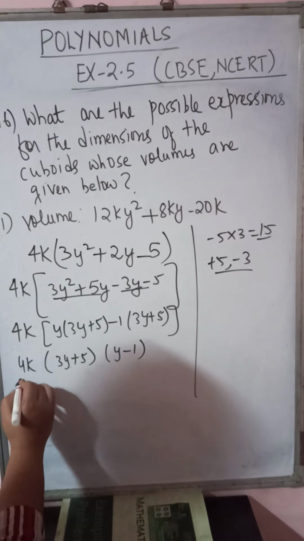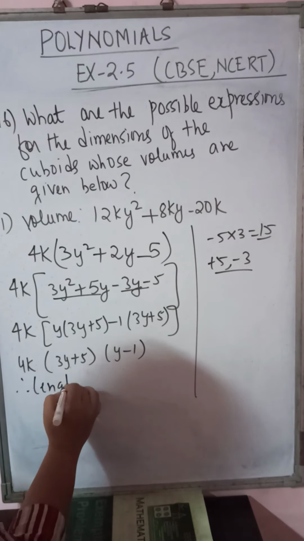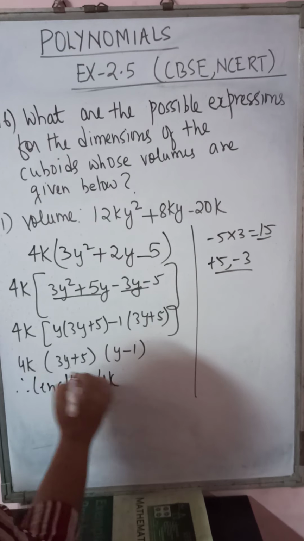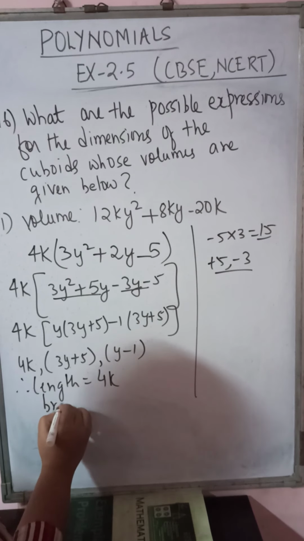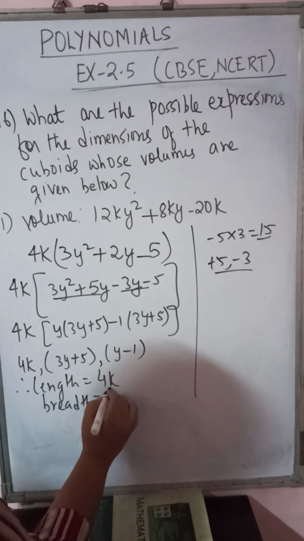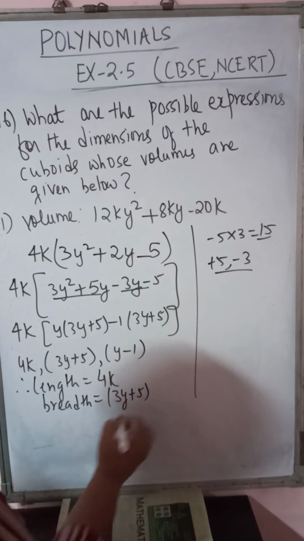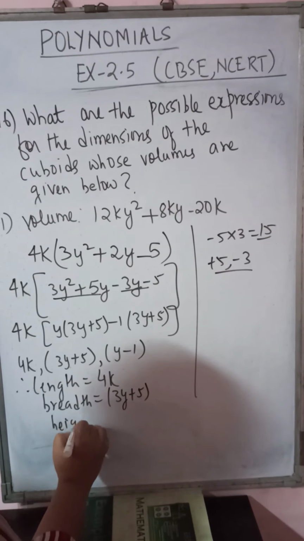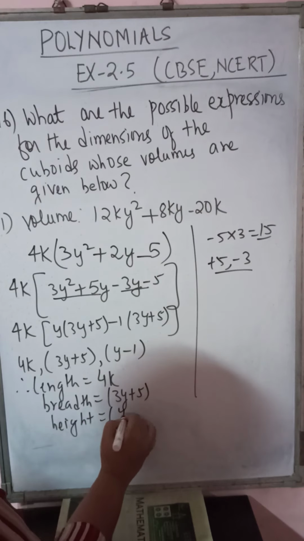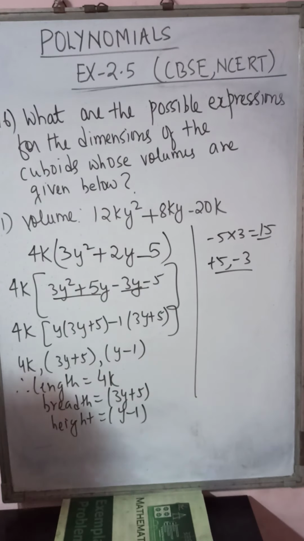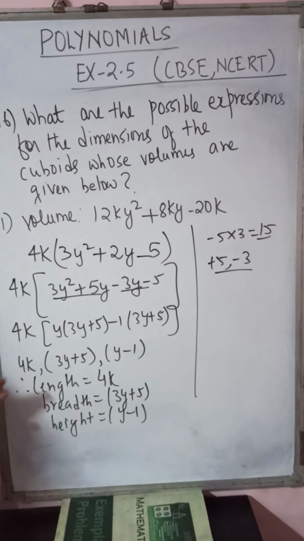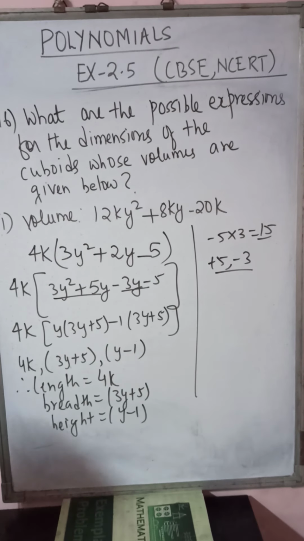Now therefore length is equal to 4k. Breadth is equal to 3y plus 5 and height is equal to y minus 1. So this question is done. This was the last question of this chapter. Okay.